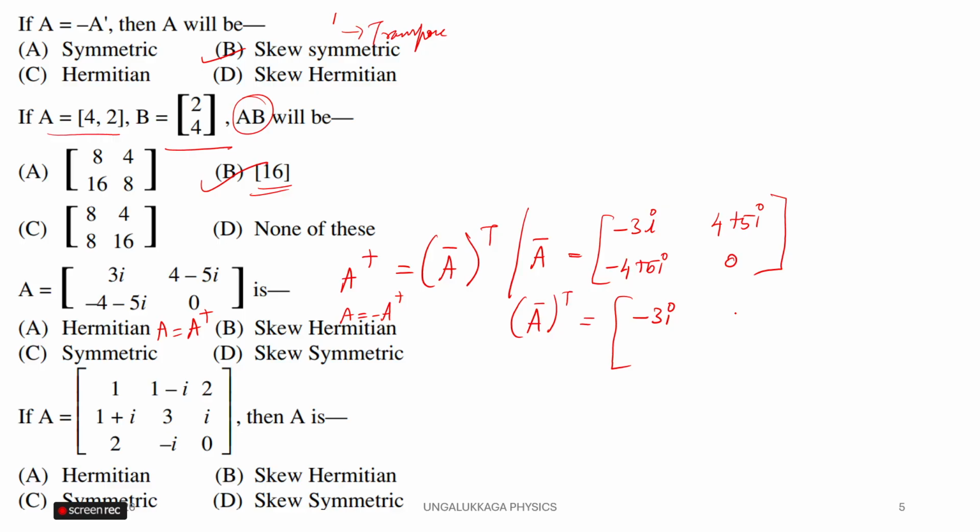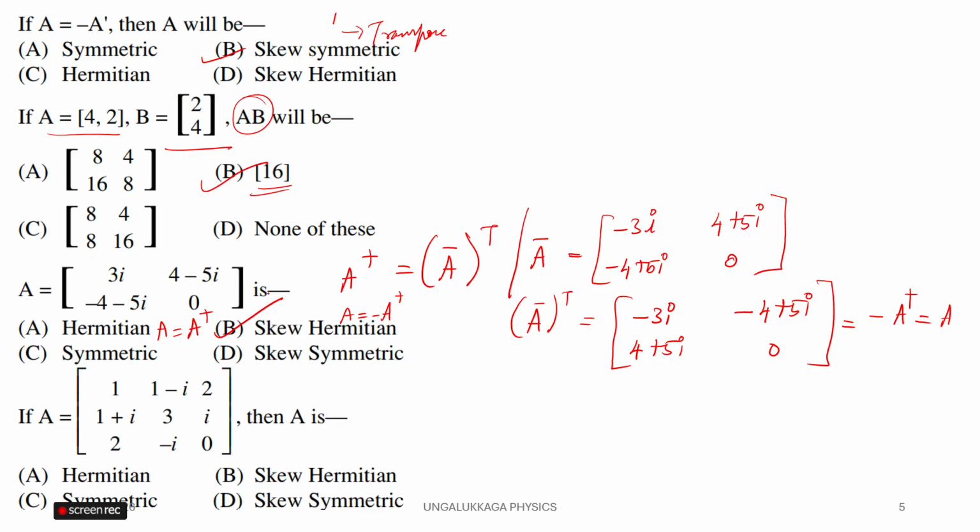0. Okay, if I take minus in common, I will get minus A dagger, which is equal to A. This is nothing but a skew Hermitian matrix. Okay, A is equal to minus A dagger. If I take minus in common, it will become plus 3i and minus 4 minus 5i.